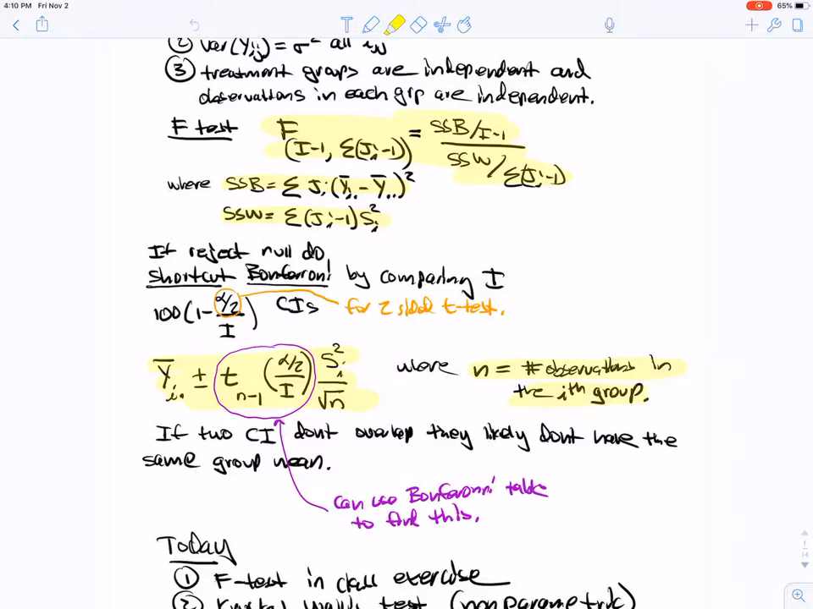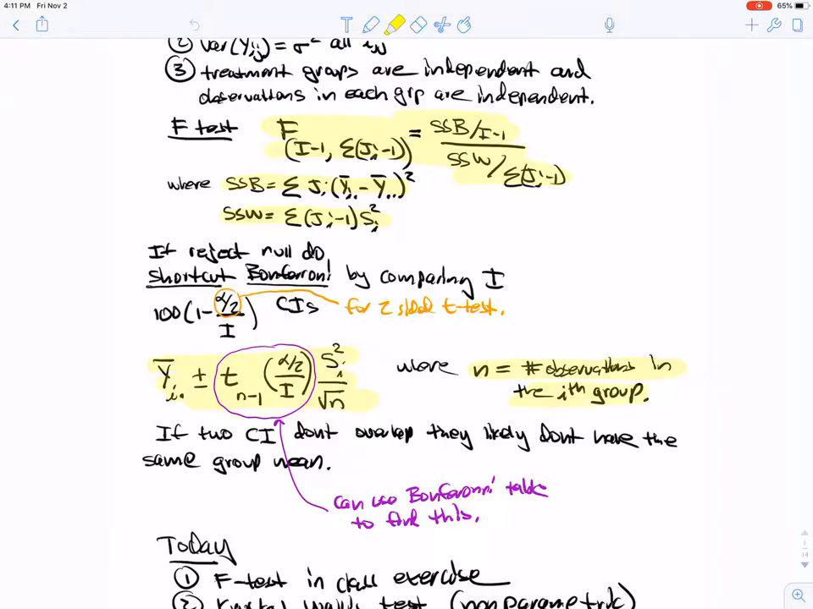So if we reject the null, we do the shortcut Bonferroni by comparing I confidence intervals, and these confidence intervals have significance alpha over 2I. It's alpha over 2 because we're doing a two-sided t-test. Generally, if it's a one-sided t-test, then it would just be alpha over I, but generally it's a two-sided t-test. And so we have I of these confidence intervals, and that confidence interval is given by the formula here.